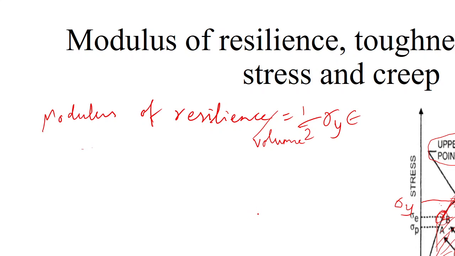Simply, resilience is the total strain energy absorbed within the elastic limit. But modulus of resilience becomes a property of the material, because you are dividing it per unit volume. Sir, one small doubt: resilience is the total energy and modulus of resilience is per volume? Yes, total energy per volume. Okay, thank you, sir.